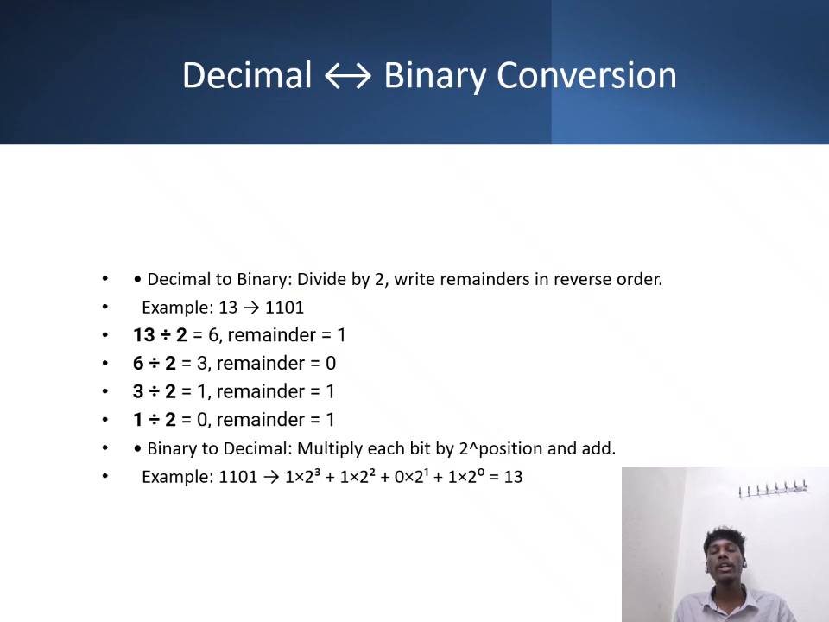First, we can take the number 13. It is converted to binary as 1101. Here is the process. We can see how the number 13 is converted into binary.